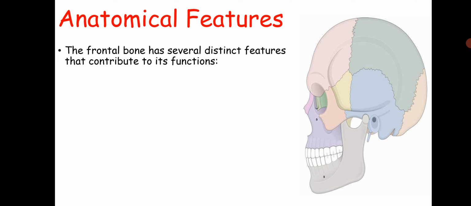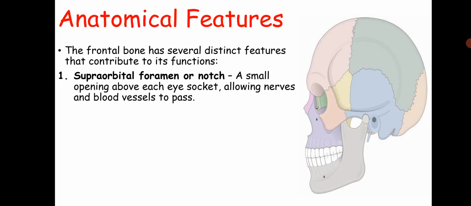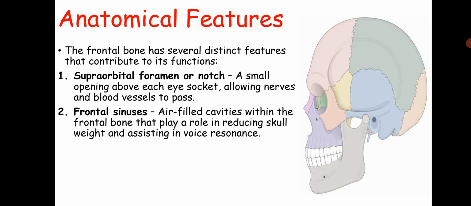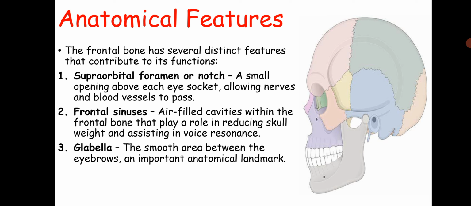Frontal bone has several distinct features that contribute to its function. First is supraorbital foramen or notch, that is a small opening above each eye socket that allows nerves and blood vessels to pass. Second are the frontal sinuses, that are basically air-filled cavities within the frontal bone that play a role in reducing skull weight and assisting in voice resonance.